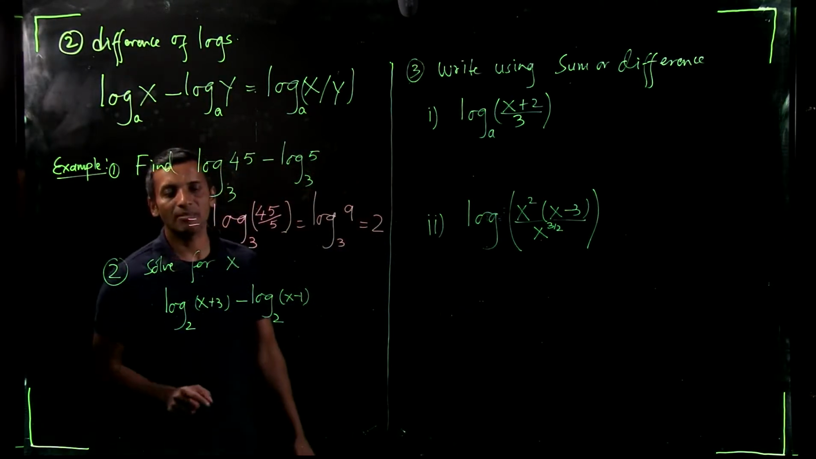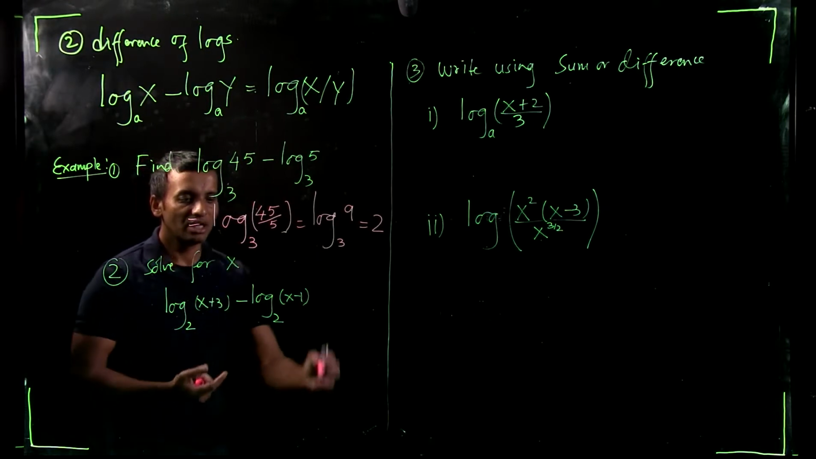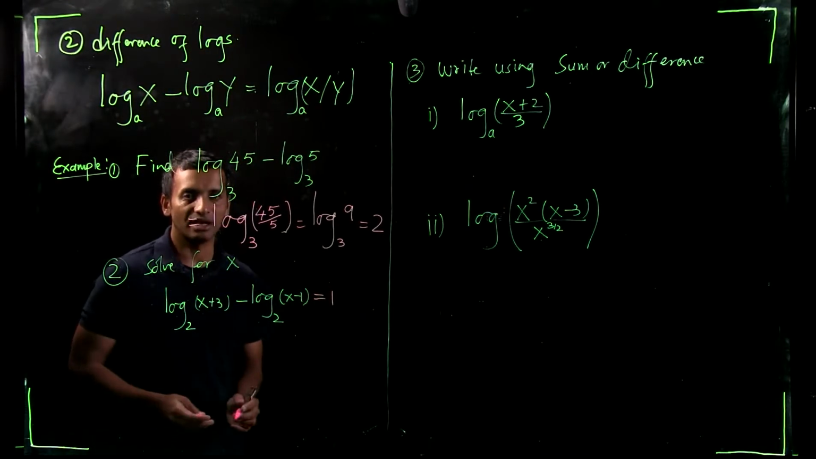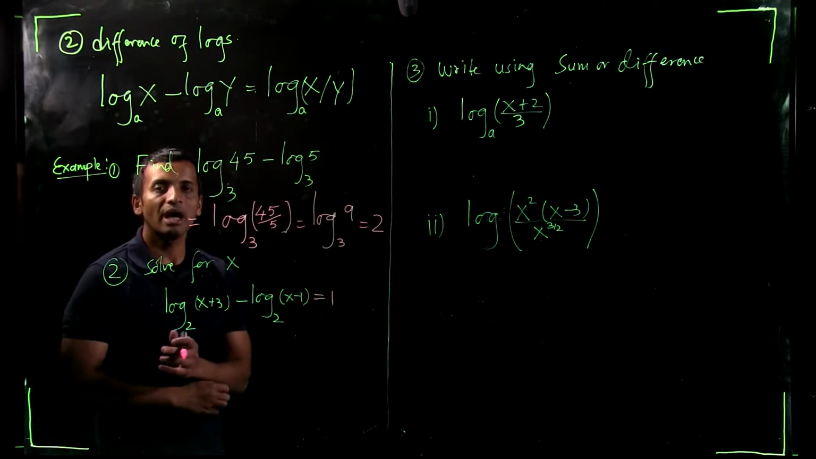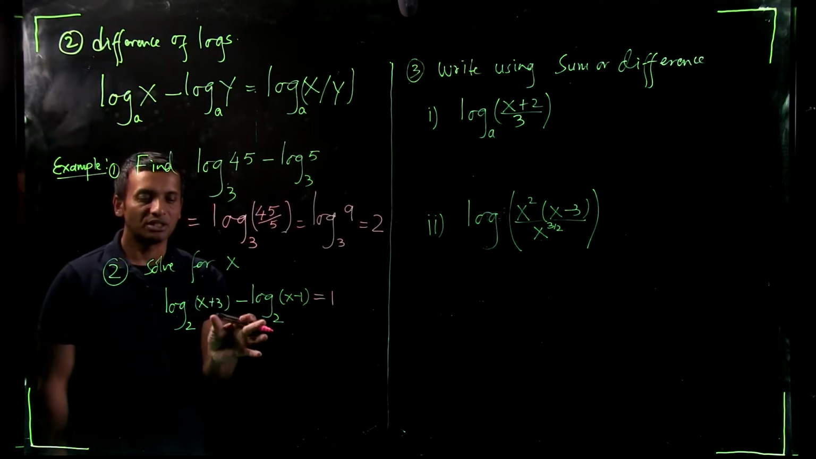Okay, let's see another example. In here, you want to solve for x. This is also an equation, and equals 1 is there. Now you want to solve this for x, okay? So how do you combine this first?